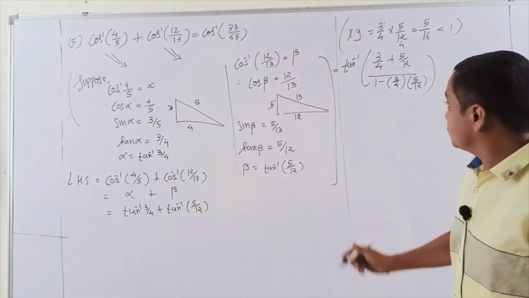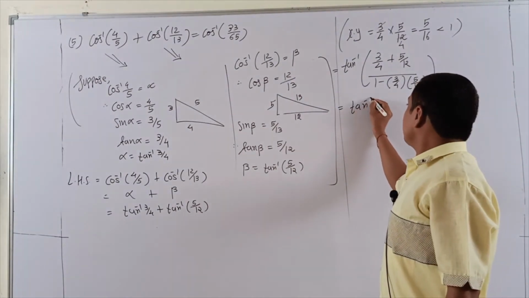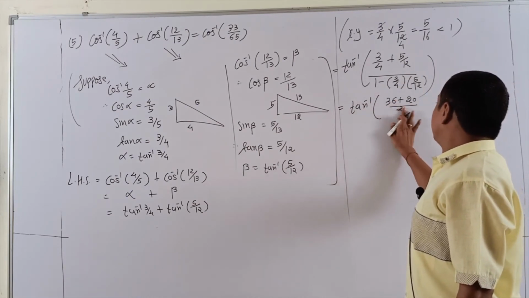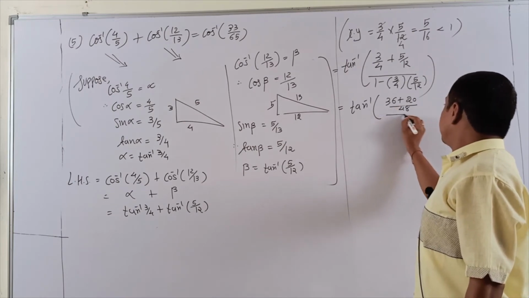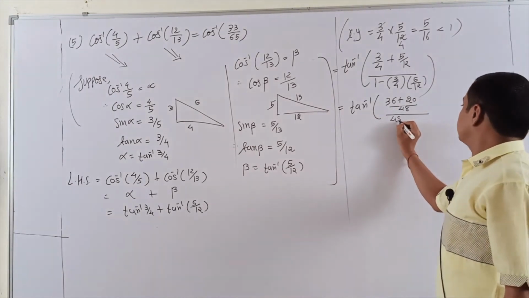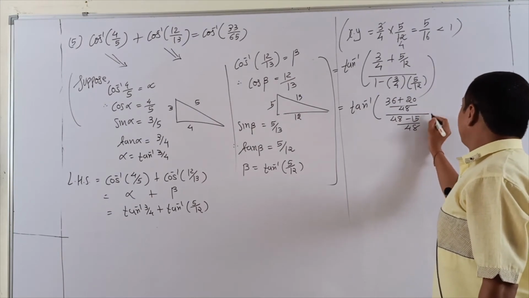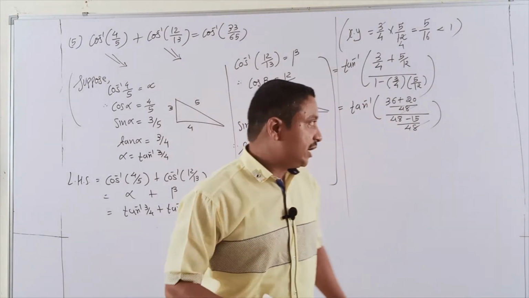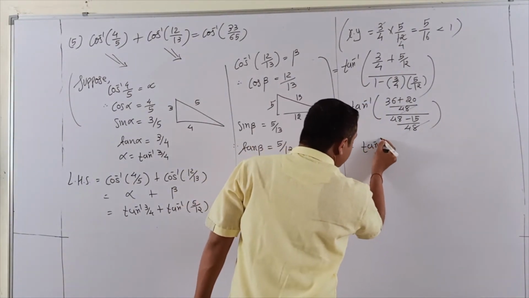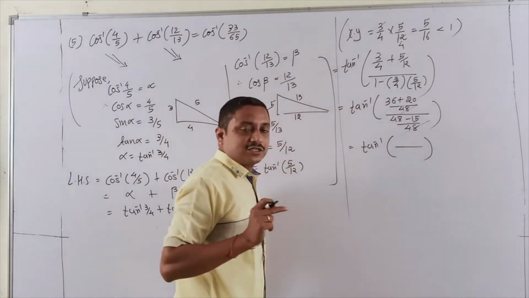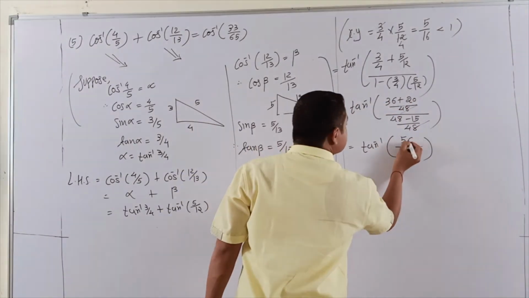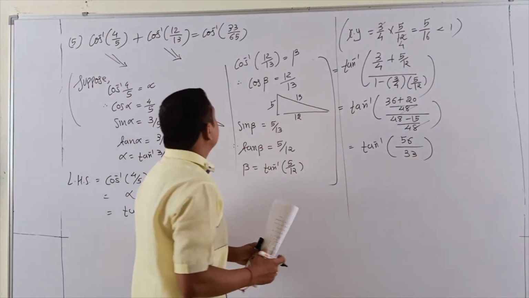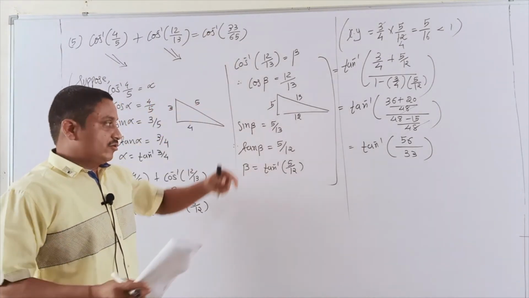12 and 4, total LCM comes 48, students. So tan inverse, here 12 3s are 36, 5 4s are 20, by here 12 4s are 48. Same in the second, 48, 5 3s are 15, by 48. 48 and 48 are gone. Now 36 plus 20, how much? Students, yes, 36 plus 20, we get 56. And 48 minus 15 is 33.